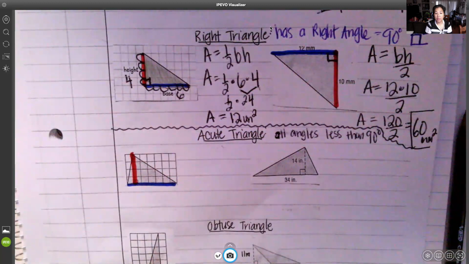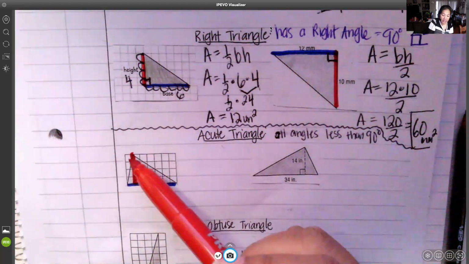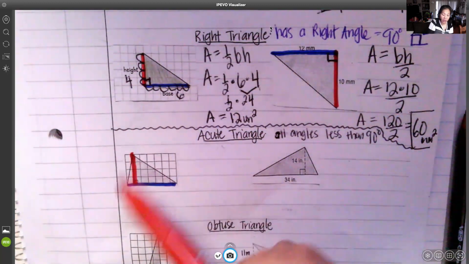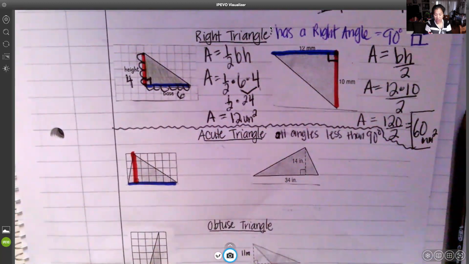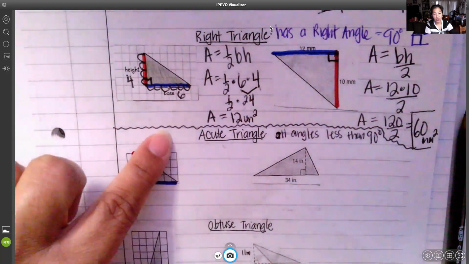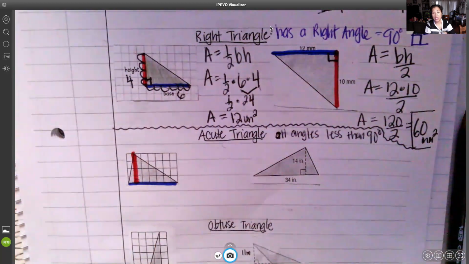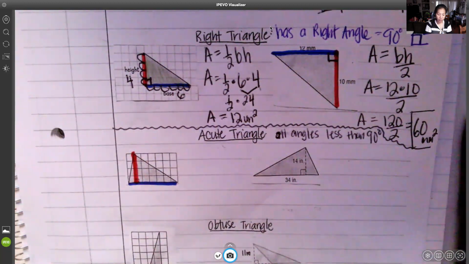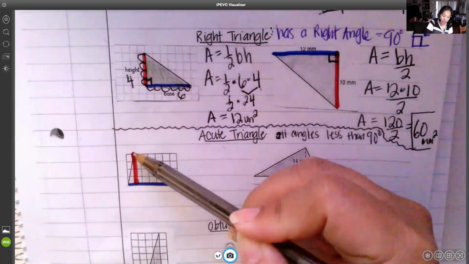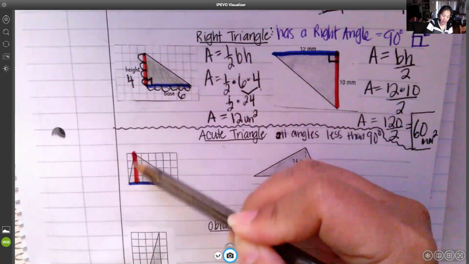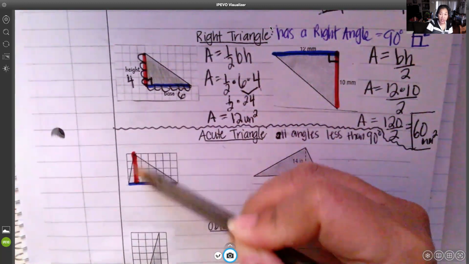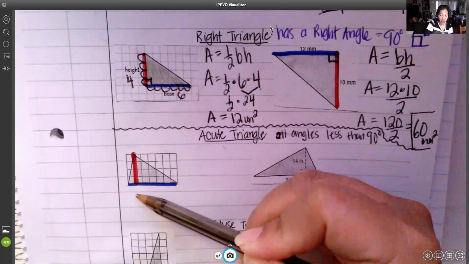So this time the height has to be something inside. It's not one of the sides of the triangle. And that's very important that you understand that, because in some problems, you're going to get the length of all the sides and you're not going to need all those. You're only going to need, remember, the base and the height. So the height is the tallest angle dropped down to the base. So it's not actually one of the sides of the triangle.